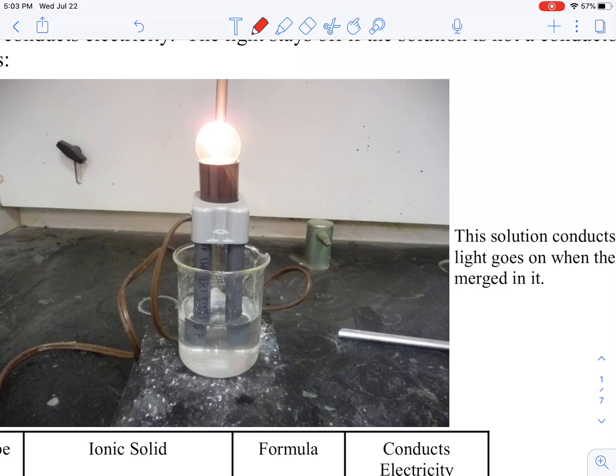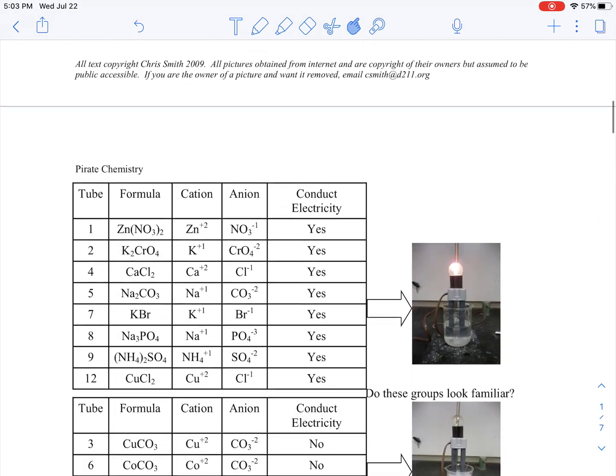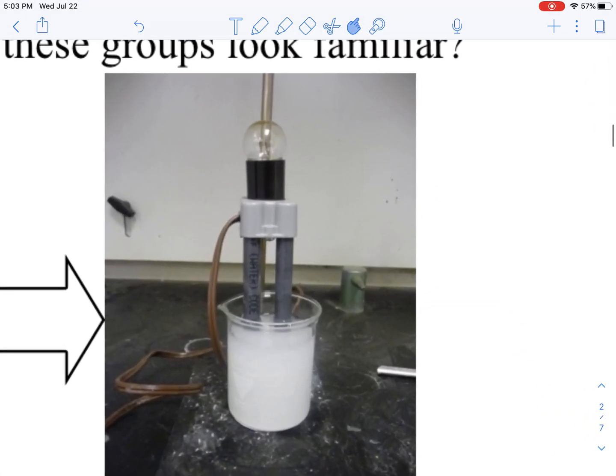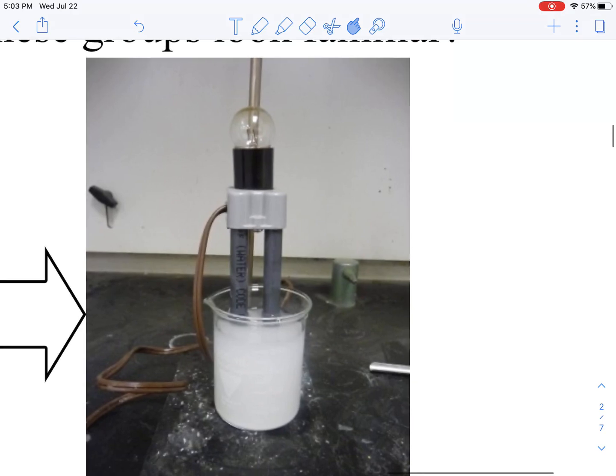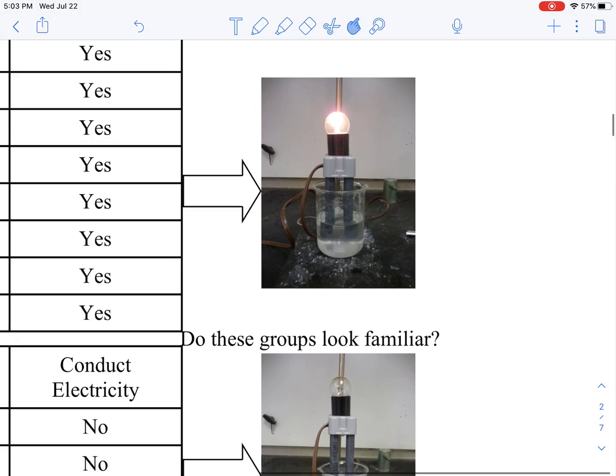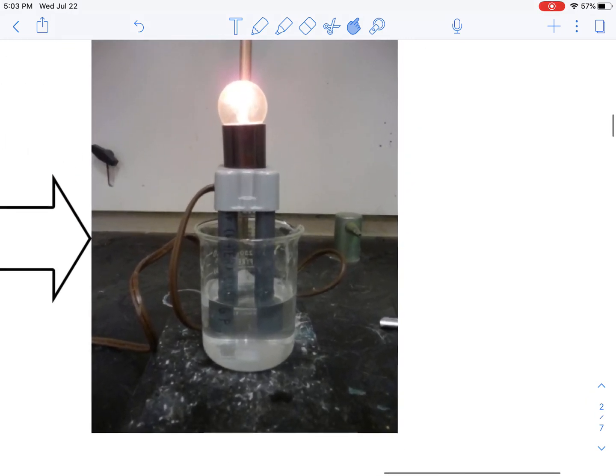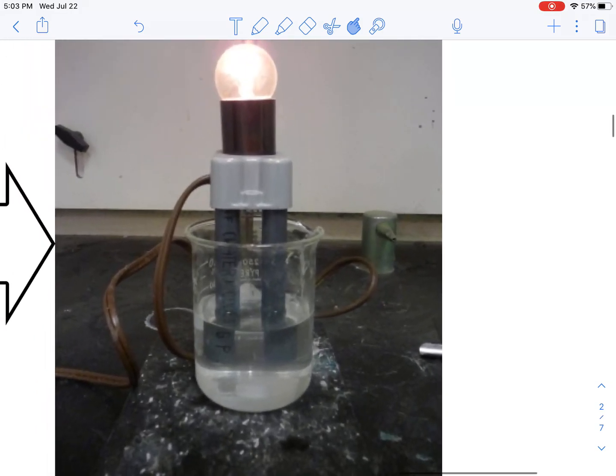This here is a picture of a conductivity tester, and this is clearly a situation where you're putting it in something and it is conducting the electricity because the light bulb is going off. If you were to put it in something and the light bulb does this, then it clearly does not conduct electricity. Now, before we get into the specifics, let's take a look at the obvious difference between these two beakers.